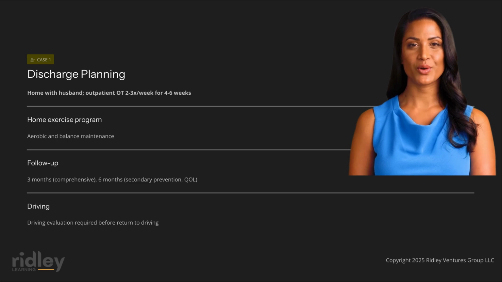A home exercise program emphasizing aerobic conditioning through stationary cycling or walking and balance maintenance should be established. Follow-up assessments should be scheduled at 3 months for comprehensive functional and cognitive reassessment, depression screening, and return-to-work evaluation, and at 6 months for secondary prevention adherence, community participation, and quality of life assessment. Driving evaluation is indicated before return to driving given her history of left neglect, even though formal testing has normalized.